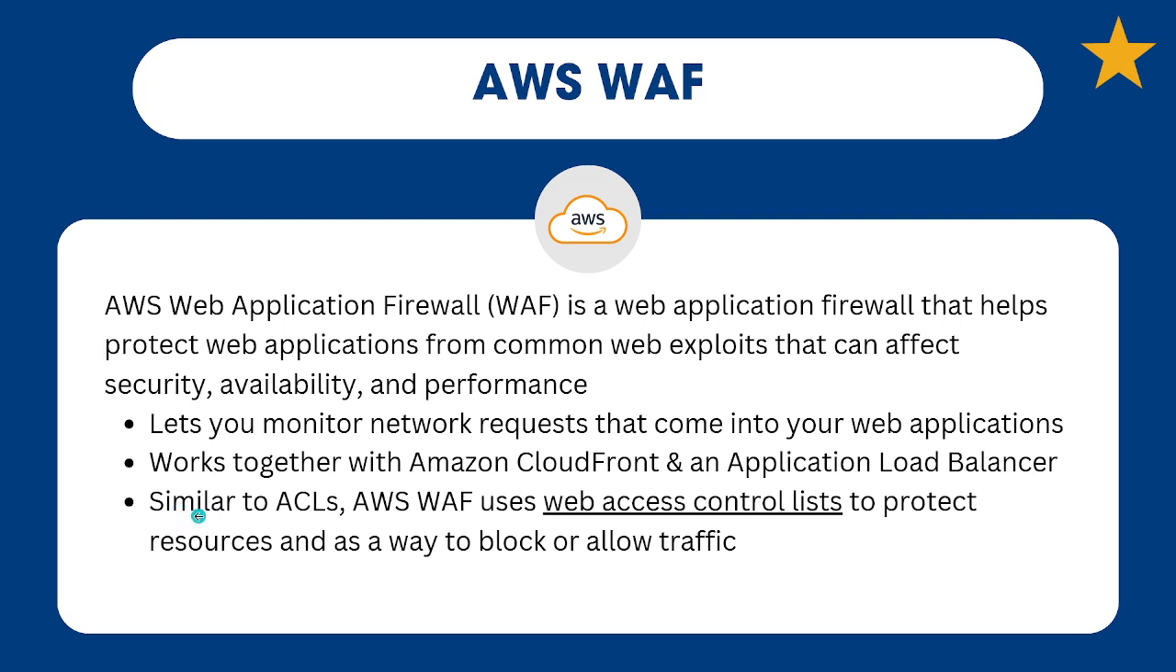It's similar to access control lists in the sense that WAF uses web access control lists. ACLs are for networks. Web access control lists are for specific resources, such as a website. So if you want to block access to a particular website, you can use web access control lists. If you want to block it to an entire network, which might have multiple instances of EC2, for example, running, then you'd use your access control list. So they work similarly, just at different levels. This is network level. This is resource level.